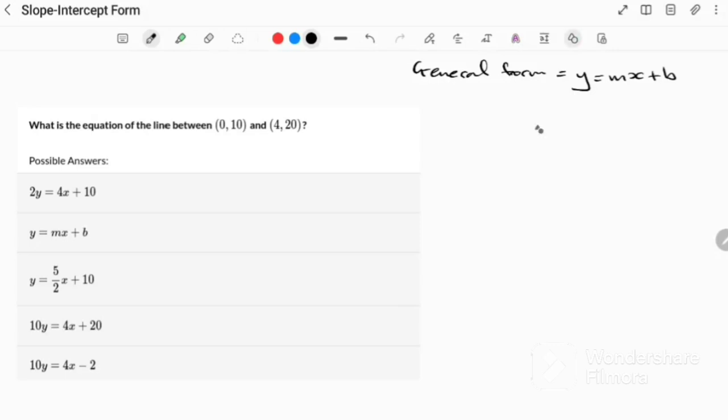Think of it in the form of a graph. Say you have a line that goes this way. This is your y-axis, and this right here is your x-axis, and this in red is your line.